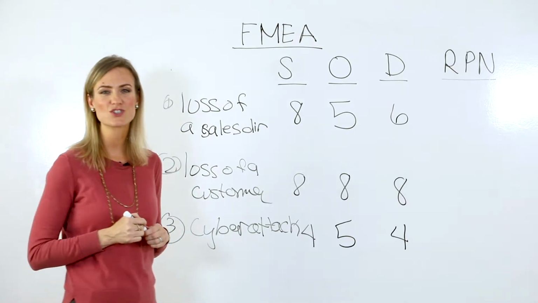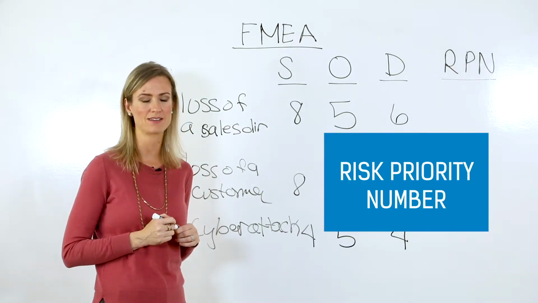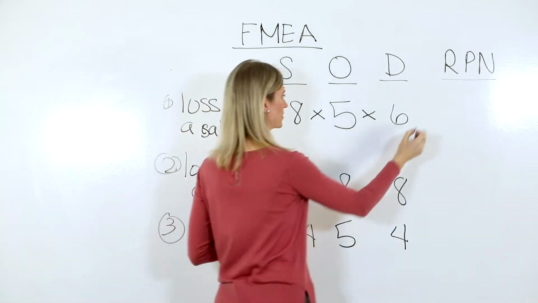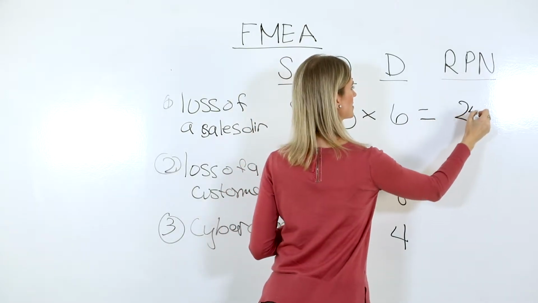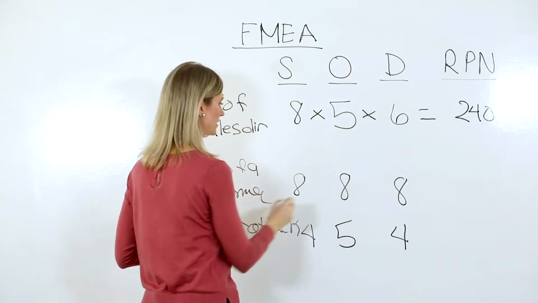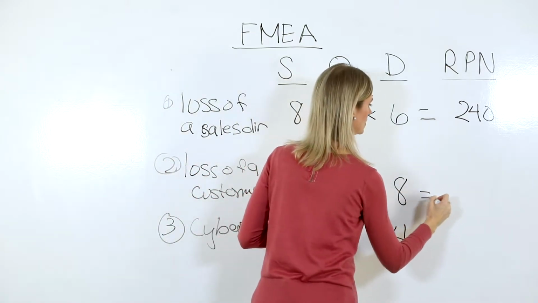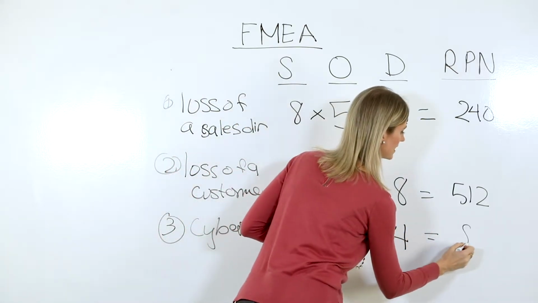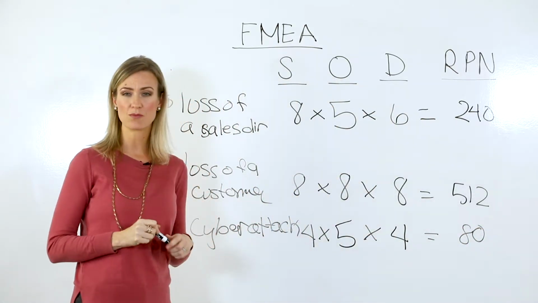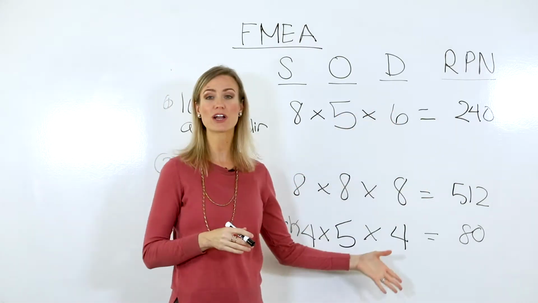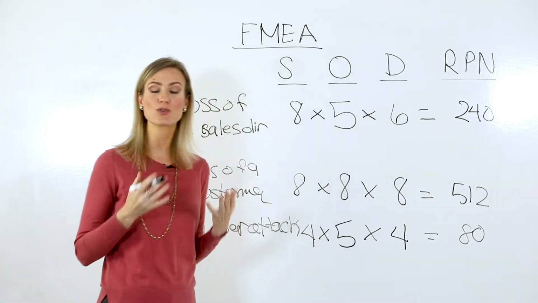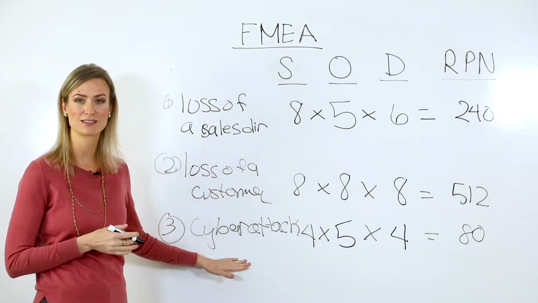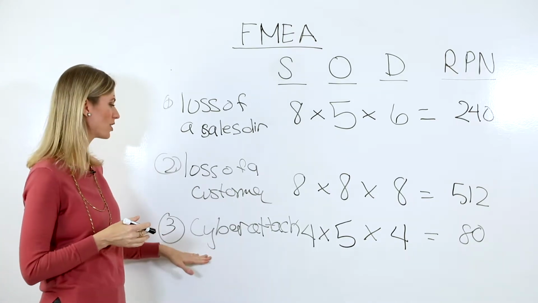So the next step in this tool is to come up with a risk priority number. And that is very simply created by multiplying these numbers. So in this example, we have 240, 512, and 80. The rule of thumb with this tool is that anything that has a risk priority number of under 100, you don't need to worry about. You don't need to spend a lot of time because you already have practices that are taking care of much of the risks for cyber attacks.